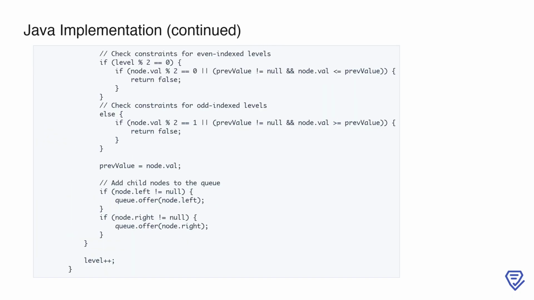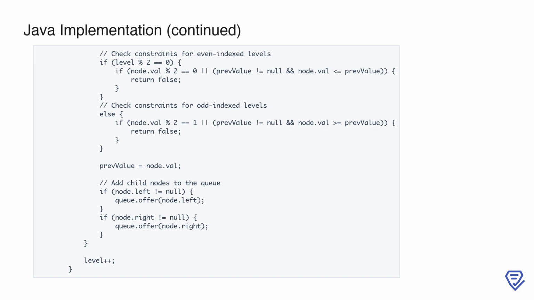For each level, we determine the number of nodes to process using levelSize, since we need to evaluate all nodes at the current level before moving on to the next. We also use a variable prev_value to keep track of the value of the previously processed node at this level. As we process each node, we check the constraints of the even-odd tree. On even-index levels, all node values must be odd and strictly increasing. If a node violates this rule, we return false immediately. Similarly, on odd-index levels, all node values must be even and strictly decreasing. Again, if any node fails this condition, we return false.